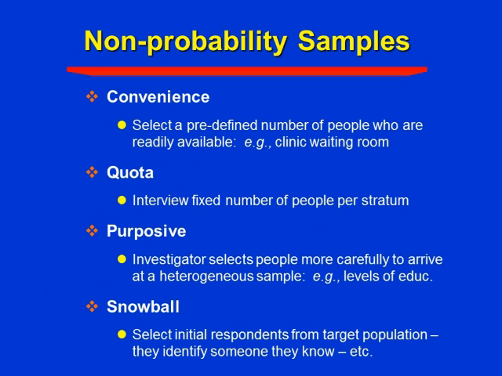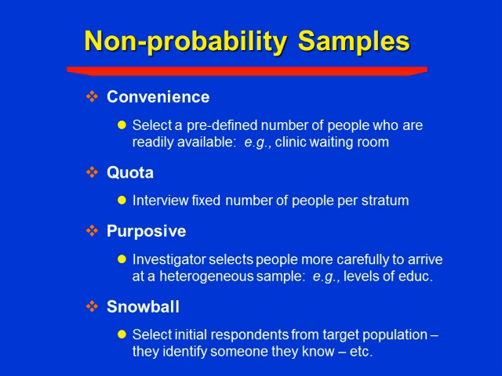Non-probability samples, however, are those that are more often used. Typically what we see is a convenience sample, and this is where you select just a predefined number of people who are readily available. In clinic-based studies, this is what happens all the time. You go into a clinic waiting room, you walk up to people, ask them if they're interested in participating. Those who agree say yes, and those are your study population.